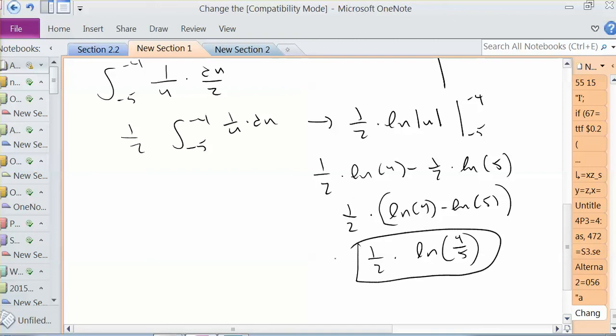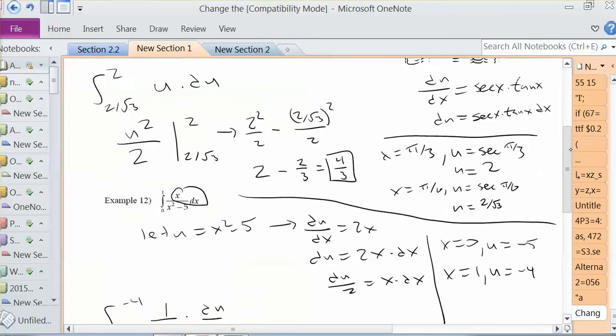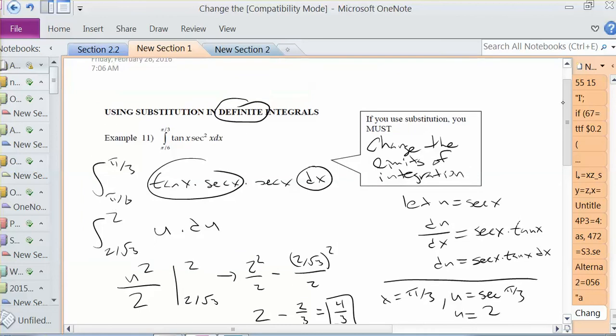If you want to give a decimal answer, you can obviously punch it in the calculator. So that's how you would work out definite integrals using substitution for integration.